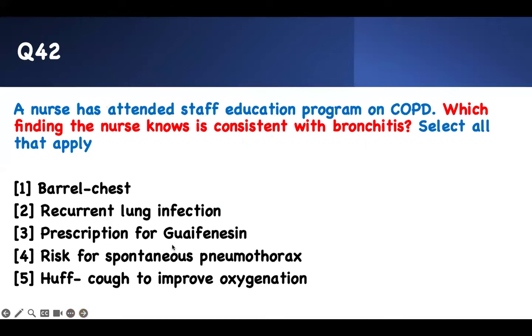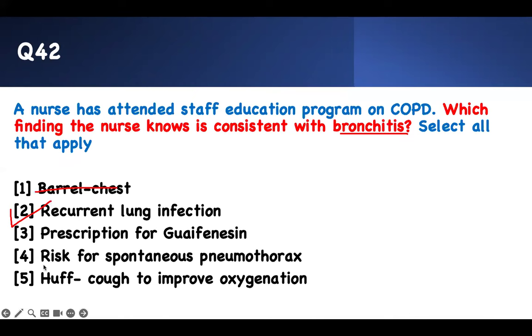And then the nurse starts an education program on COPD. Which finding is consistent with bronchitis? Select or apply. There are 2 types of COPD: emphysema and bronchitis. One is due to air trapping, the other one is due to secretion. Bronchitis is major secretion, how to clear your secretion, right? Your chest is not barrel. You have secretion problem, you have recurrent lung infection.